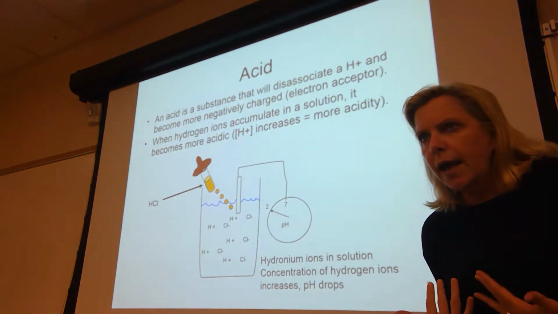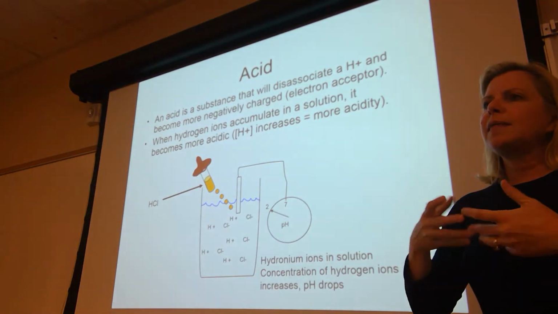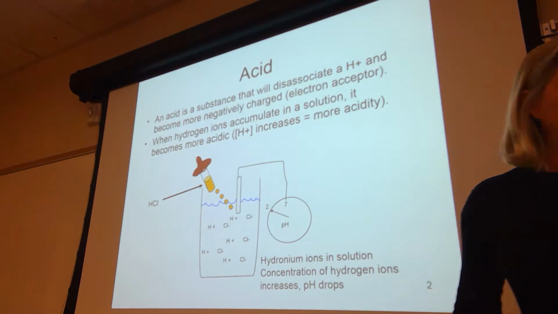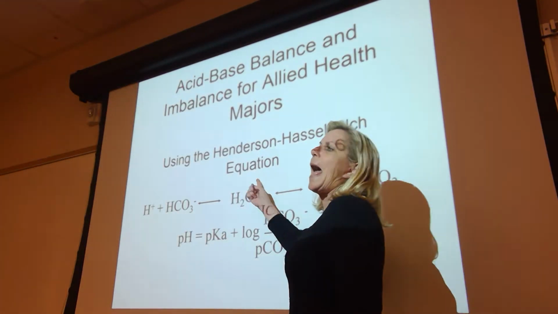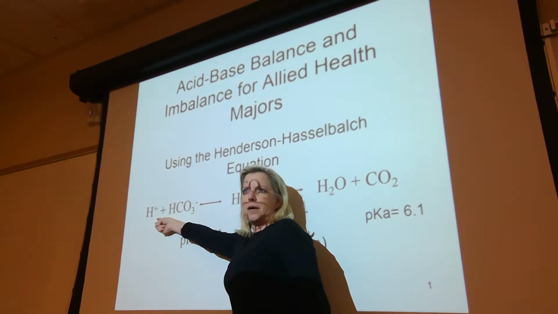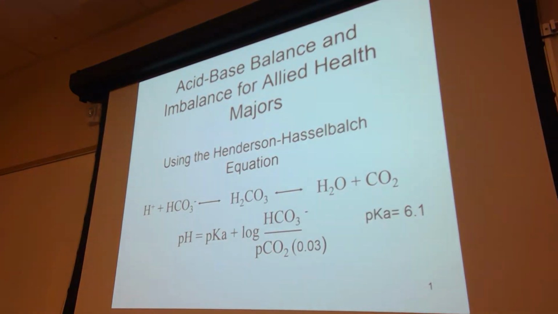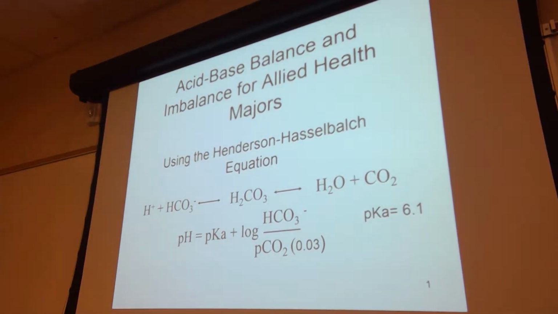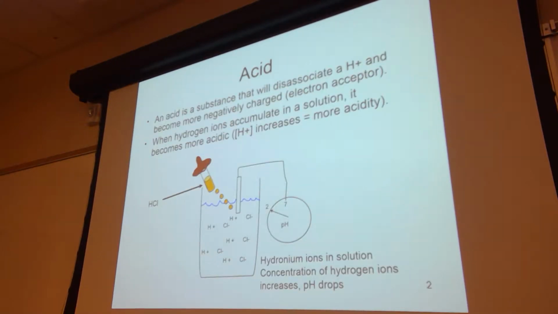For our class, our perspective of what an acid is, is something that will dissociate a hydrogen ion. Look, carbonic acid dissociates a hydrogen ion. It's an acid. Acids come in different strengths. There are strong acids and there are weak acids. We don't care about that in this class.